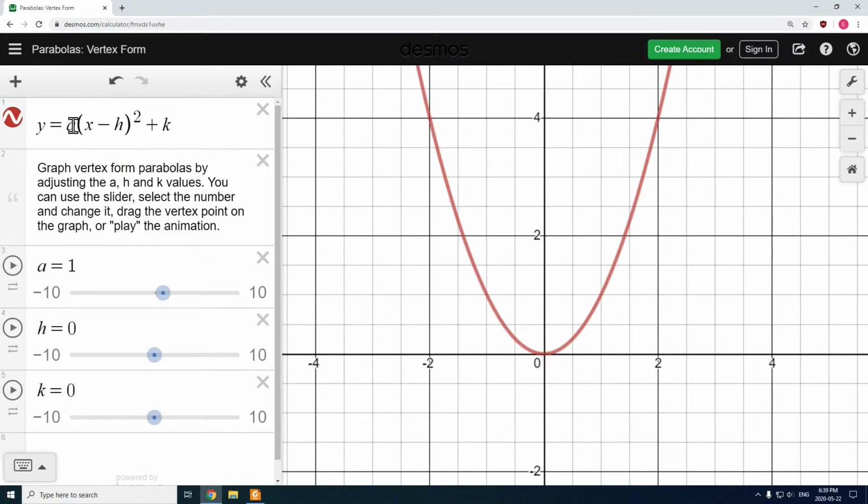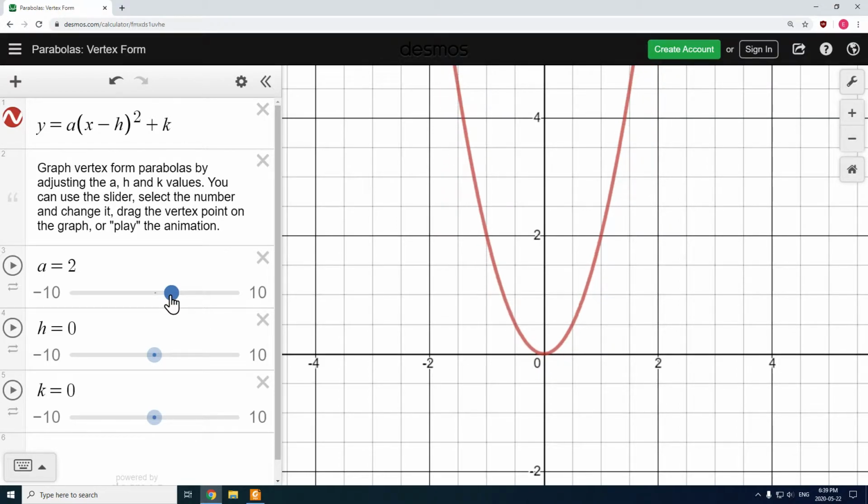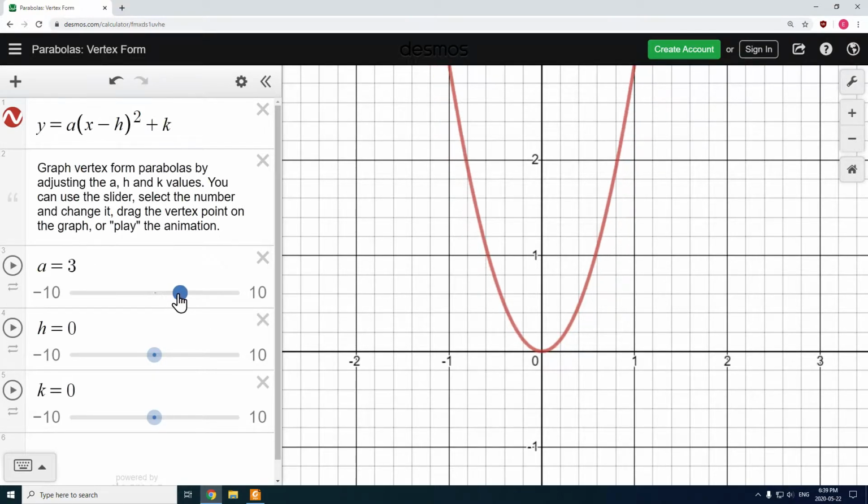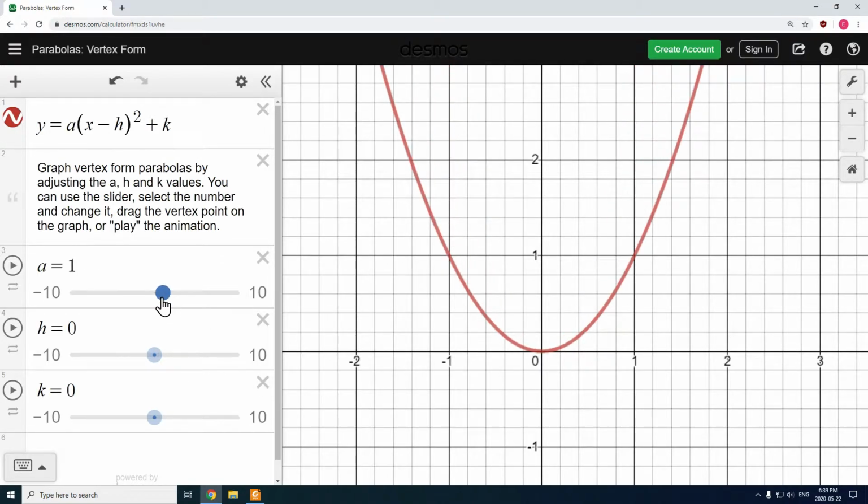Let's look at our A value first. We know from the standard and the factored form that the A value only affects the step pattern and the direction. Sure enough, if I make my A value larger, I get a bigger step pattern. A of 2 would be a step pattern of 2, 6, 10. And if I make that A value bigger, my step pattern gets even larger, over 1, up 3 now. And if I bring that back to 1, there's my basic parabola.